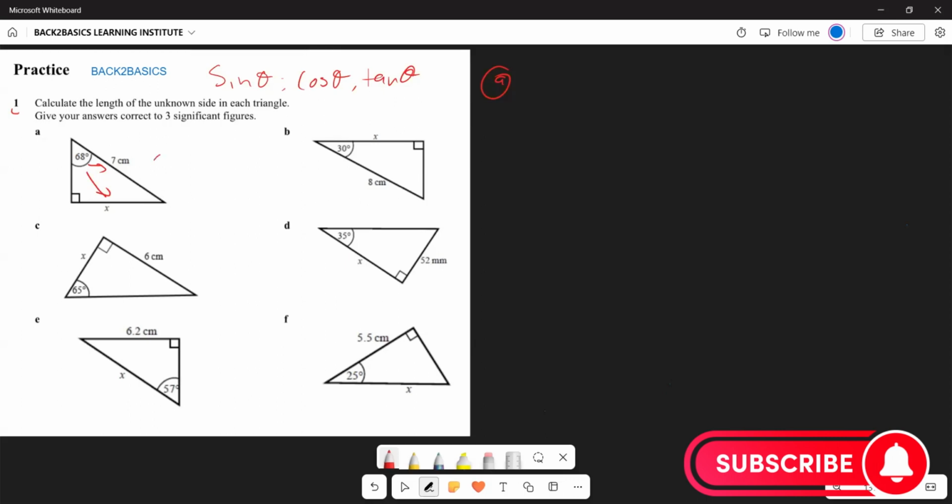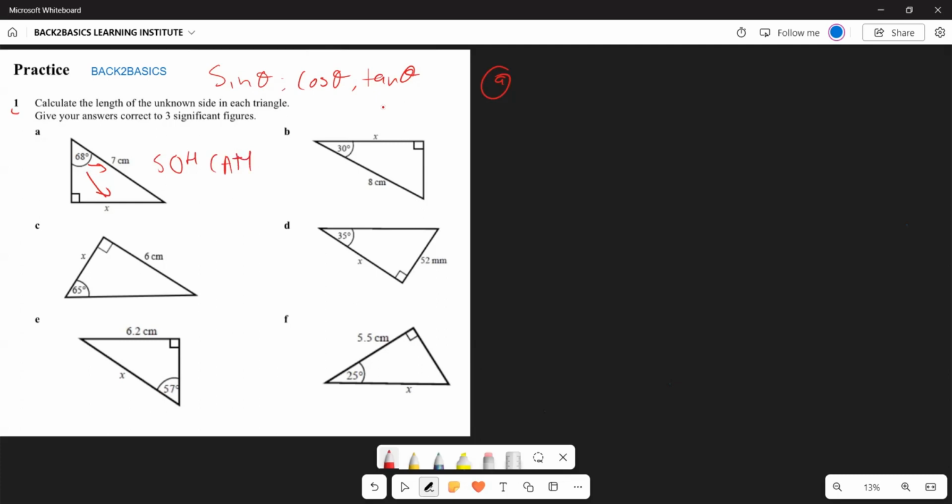So according to SOH CAH TOA, which ratio are you going to use? The ratio that relates the opposite and hypotenuse is sine. So here you're going to use the ratio of sine. This is going to be sine of 68 degrees, equal to the opposite side, x, over the hypotenuse side, which is 7.